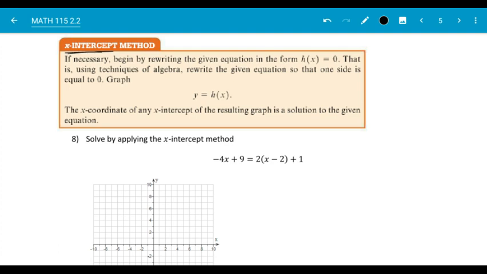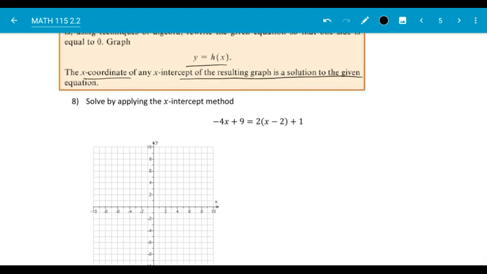So when we do this, the first thing we want to do is get our equation set equal to 0 using algebra. And then we want to rewrite it so that y equals h of x. The x coordinate of any x-intercept is the solution. All right, so job number 1, get everything set equal to 0 is our objective.